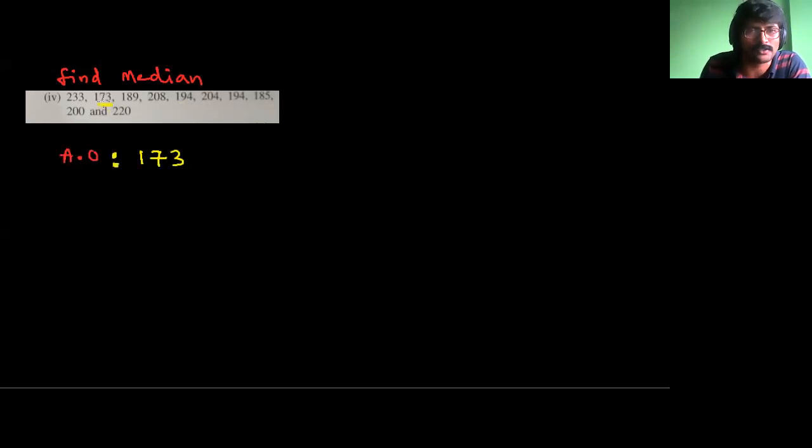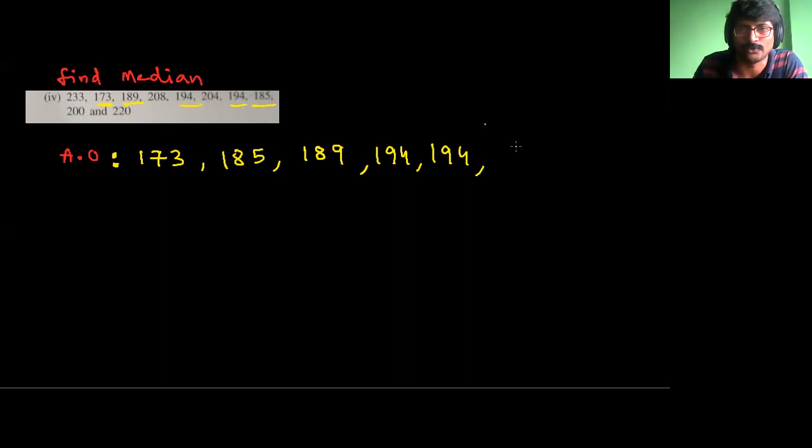Ascending order means smallest to biggest, isn't it? Then I guess 189. Oh no, 185 is there. 185. Then 189. Then I guess 194 two times, 194 and 194. And then we finish 194 two times, and then we have I guess 200, 204, 200 and 204.